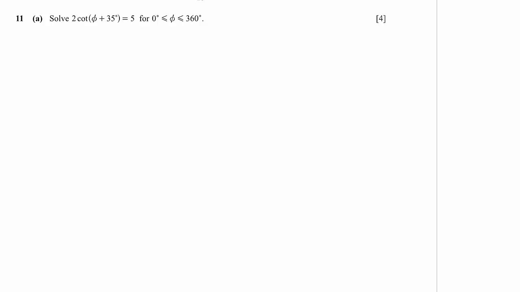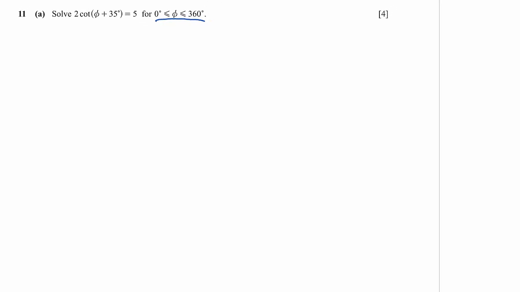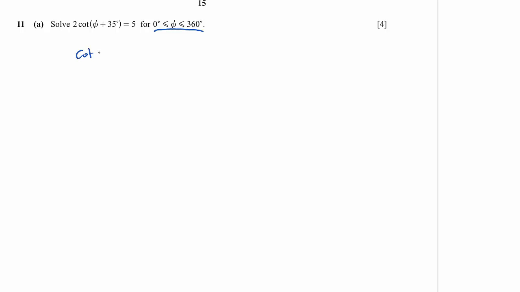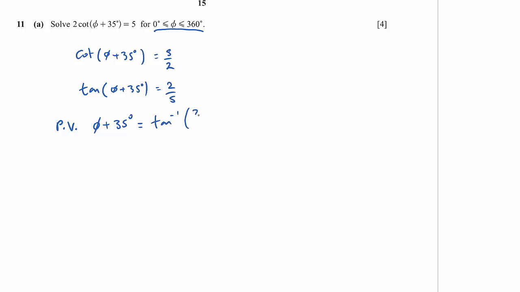So we want to solve 2 cot(phi + 35) = 5 for values of phi in this range here. So that would be cot(phi + 35 degrees) equals 5 over 2. And remember cot is 1 over tan. So we've got tan(phi + 35 degrees) would be 2/5. And we can certainly now get a principal value for phi plus 35 degrees. That's going to be the inverse tangent of 2/5.